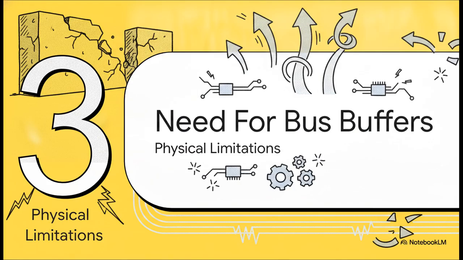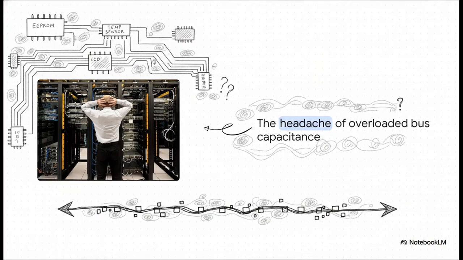Section 3. The need for bus buffers. Because physics gives and physics takes away. We kind of have to pivot from the brilliance of this protocol to the harsh physical realities you face when you actually try to scale this up in a real-world system. Anyone who's designed a complex embedded system absolutely knows this headache. You start adding more slave devices, EPROMs, temperature sensors, LCD drivers, and suddenly things just randomly stop working.